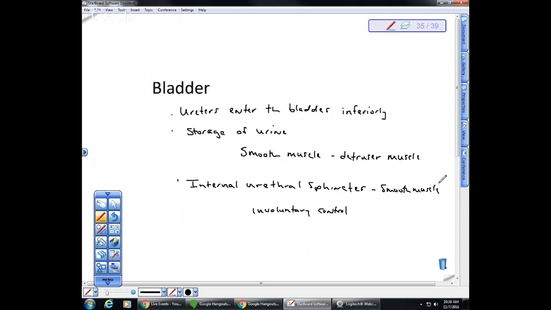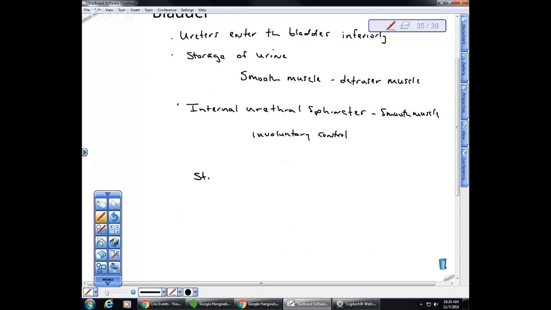So when the bladder fills up, there are stretch receptors in the walls of the bladder. The stretch receptors give you information about how full your bladder is. The stretch receptors can send a signal to the central nervous system, and the autonomic nervous system can respond. The autonomic nervous system can cause the contraction of the bladder and the opening of this internal urethral sphincter.